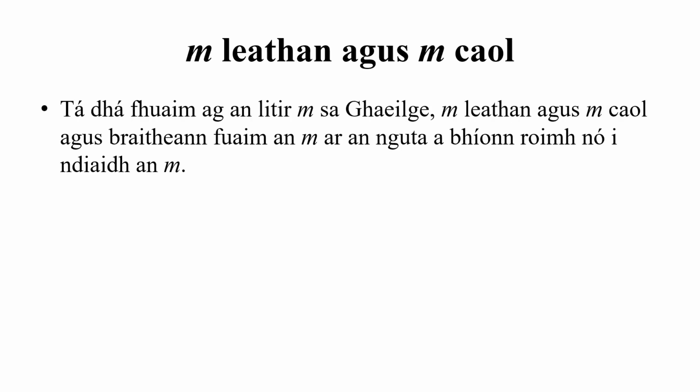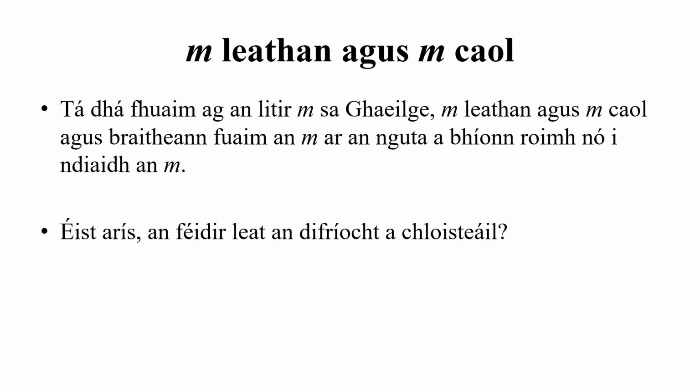So the letter M has two sounds in Irish, a broad M and a slender M, and the sound depends on the vowel that comes either before or after the M. So listen again, can you hear the difference?